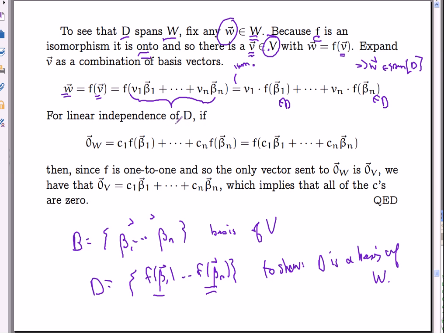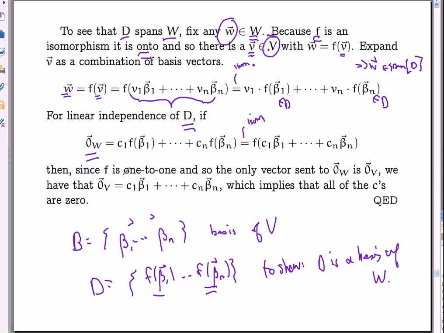Now, let me show the remaining part to show that D is a basis. We need to show also that it's linearly independent. Suppose that we do have a linear relation between the vectors in D. So we have a homogeneous relation where we have a linear combination of vectors in D and get a zero. Now I can write this linear combination using the isomorphism properties as f of a linear combination of the betas.